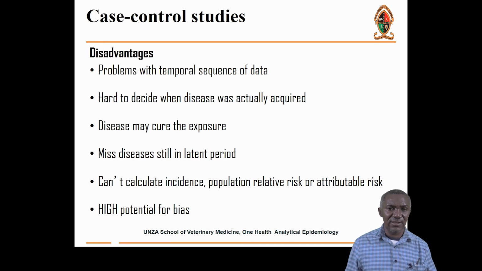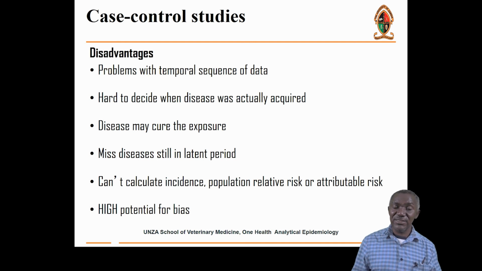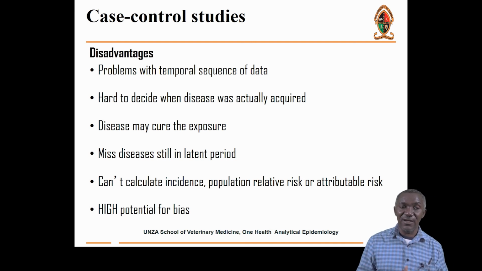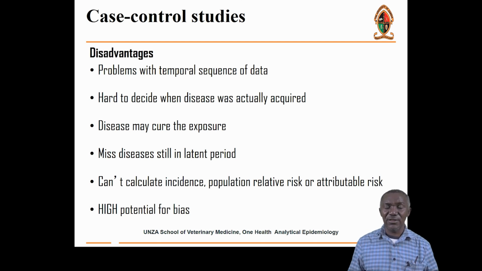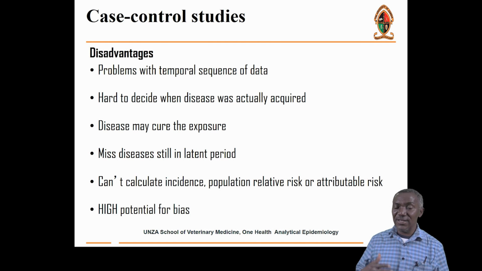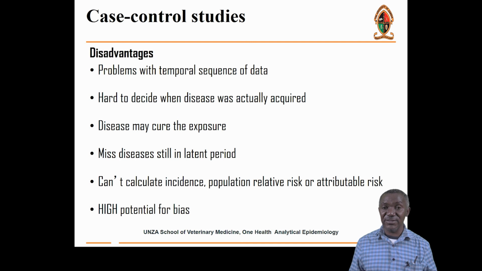The disadvantage is that it has a problem with the temporal sequencing of data. When did the disease develop? Did the disease develop before exposure or after exposure? It may be difficult to ascertain. Maybe cancer developed before a person started smoking. So those are some of the challenges that you may have. Also, it is hard to decide when the disease was actually acquired. So if you want to have an idea of exactly when the disease started, this particular study may be problematic in giving you such data.